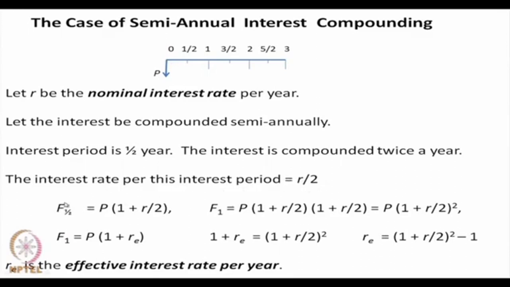Therefore, the compounded amount F at the end of the first interest period, meaning at the end of 6 months, half the year, is equal to P multiplication 1 plus R by 2, because R by 2 is the interest rate given for this half the year. And then for the full year, this amount F half, which is P into 1 plus R by 2, will be compounded again, multiplied by 1 plus R by 2. So, this quantity becomes P into 1 plus R by 2 whole square. So, if it is compounded semi-annually, at the end of the year, it is not P into 1 plus R, but it is P into 1 plus R by 2 whole square. There is a difference.